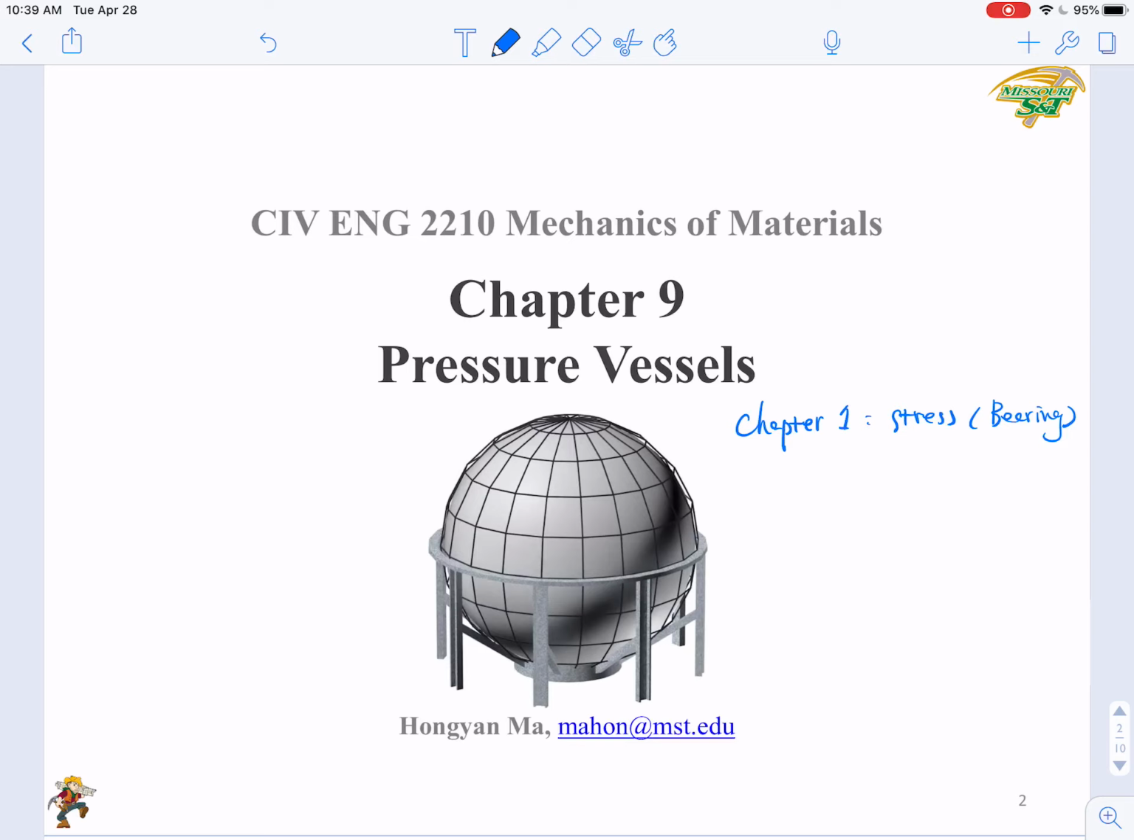Then we will need to use the knowledge we learned in chapter 8, basically the Mohr circle and generalized Hooke's law. We'll combine this knowledge to derive equations that you can use to calculate the stress and the strains in pressure vessels, and then perhaps do some design things, which is based on the pre-known conditions.